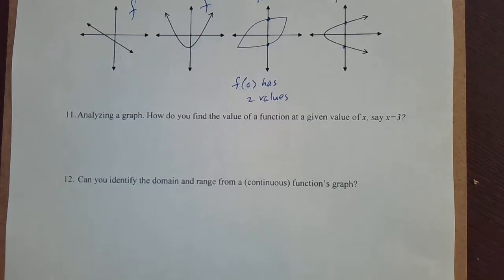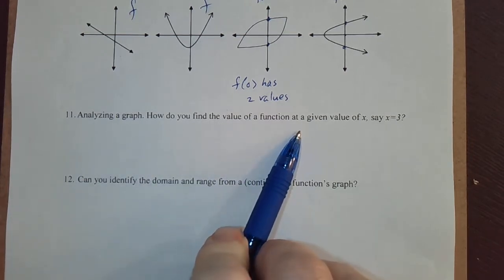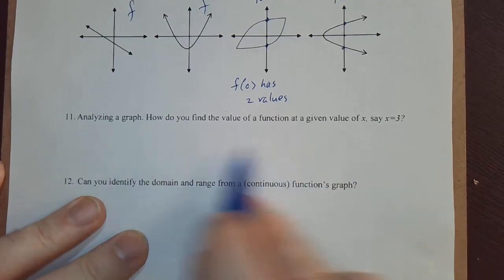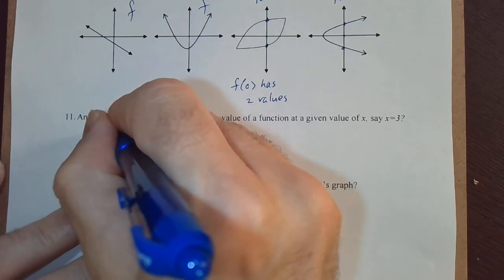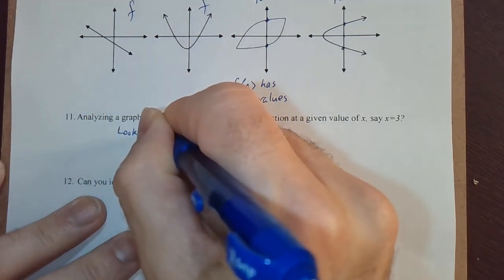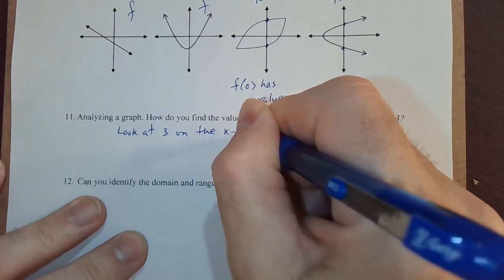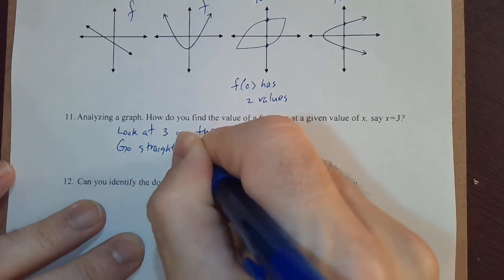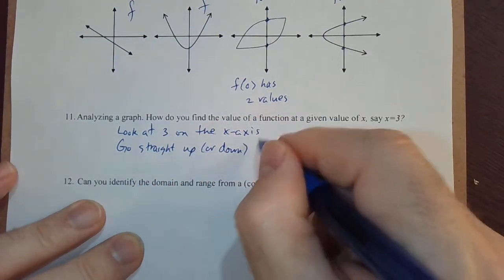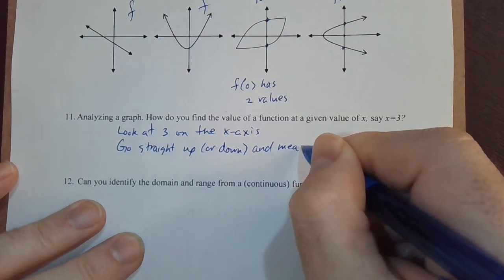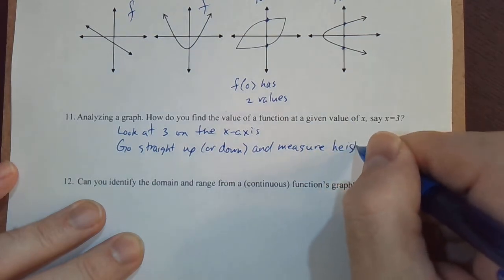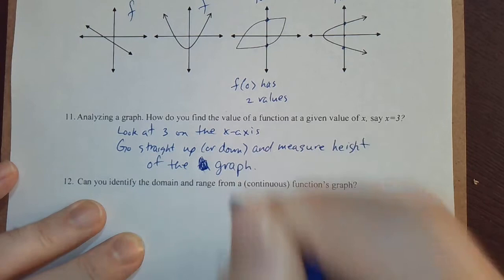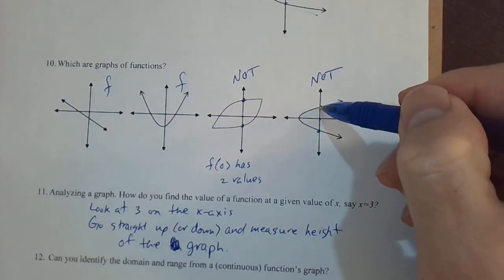How do you analyze a graph? Specifically, if I were to ask you to find the value of the function in a graph, given the value of x, say x equals 3. Well, it's very simple. Look at 3 on the x-axis, and then go straight up or down if necessary, and measure or count the height of the function. Height of the graph, I'll say. And if it's above the x-axis, it's positive. If it's below, it's negative.